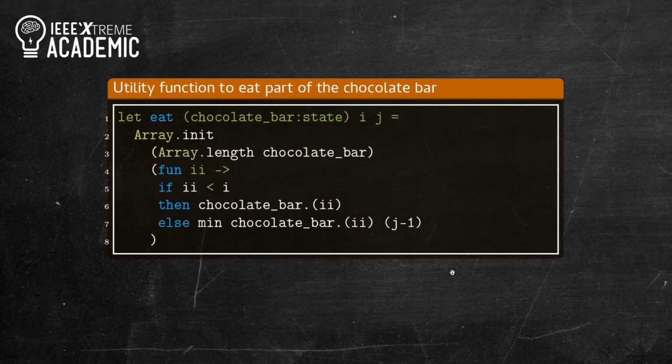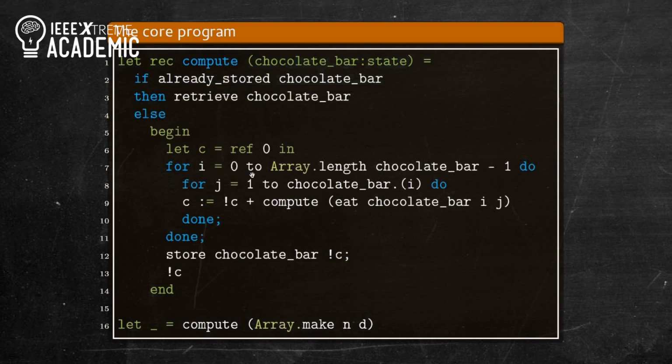Now, last step is I need a function in order to tell me what happens when I eat a chocolate chunk into the bar, how this bar is modified. So this function just does that. It takes a chocolate bar configuration, some coordinates i and j, and it modifies the other coordinates depending on what happens given the problem description.